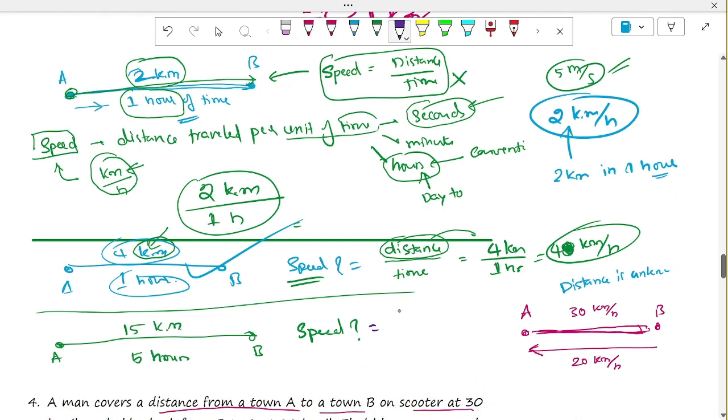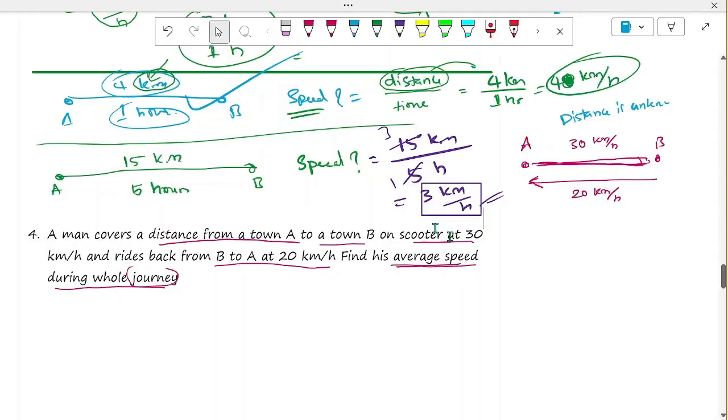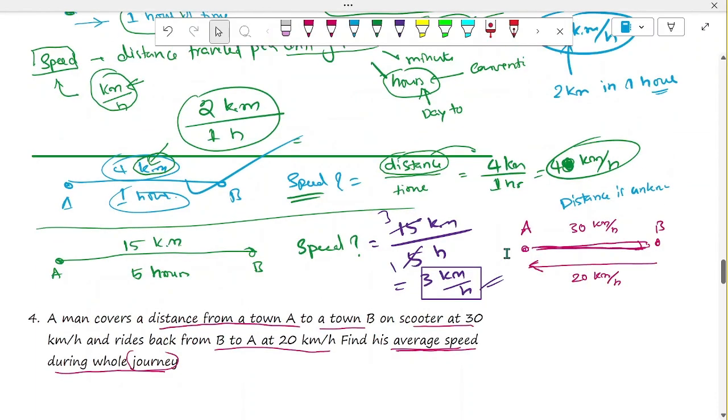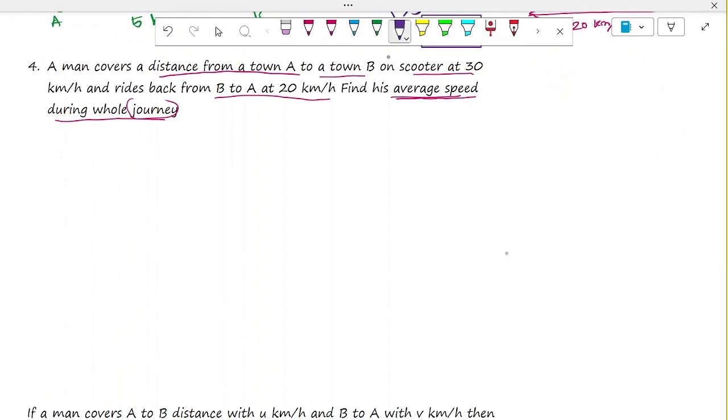Yes, 15 kilometers divided by 5 hours. This will be equal to 5 ones are 5, 5 threes are 15, so 3 kilometers per hour. So the answer is 3 kilometers per hour. Fine. If you have understood this clearly, we'll go to the next question. We'll try to solve this question now.